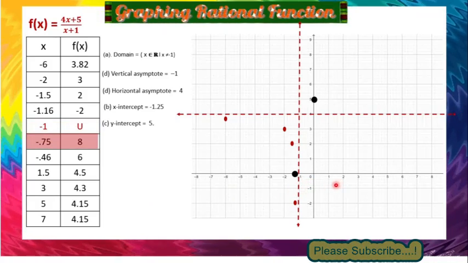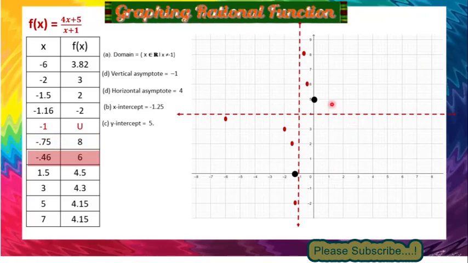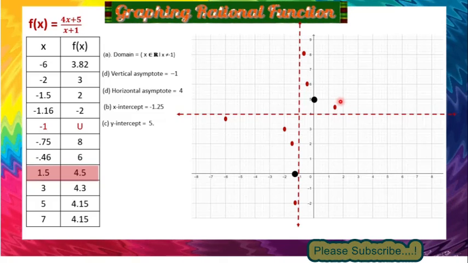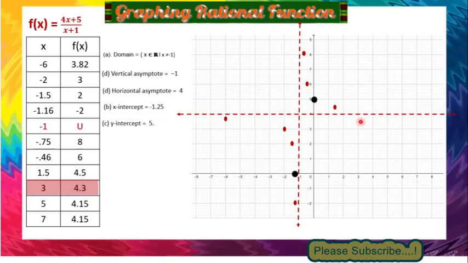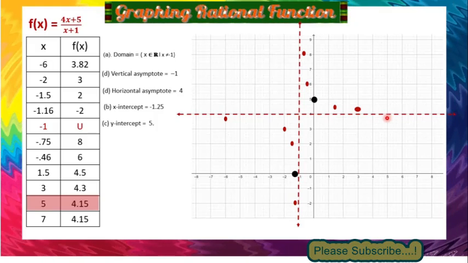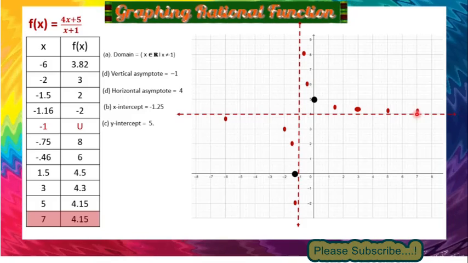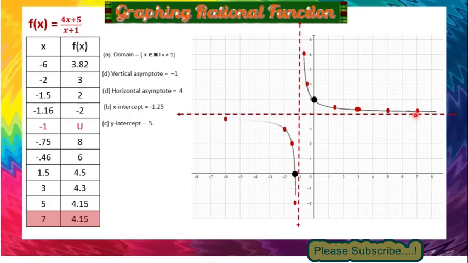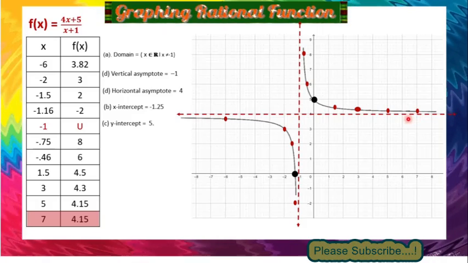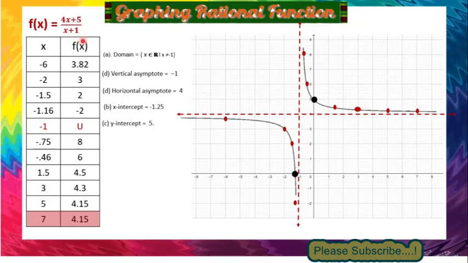Okay, we proceed to this point, negative 0.75 and 8 is that point. Then this one, that point. Then this one, 1.5 and 4.5, this point, and this point 3 for this one. Okay, then 5 and 4.15, this point. Then this one, the last one, is 7 and 4.15, that point. If we connect that, that is our graph of the function f of x equals 4x plus 5 over x plus 1.